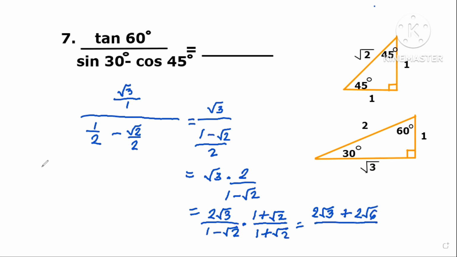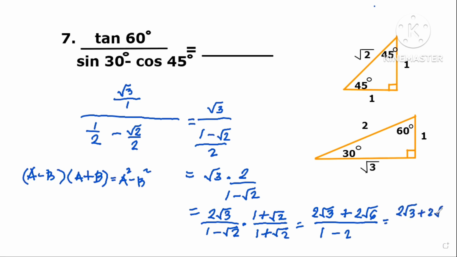Pagka product of sum and difference, konting review sa algebra, A minus B times A plus B. Product of sum and difference, we just multiply the first terms and the last terms, no? A squared minus B squared. So, yan po ang gagamitin natin dito. 1 times 1 is 1. Negative square root of 2 times square root of 2 is negative 2. So, the final answer is 2 square root of 3 plus 2 square root of 6 over negative 1.